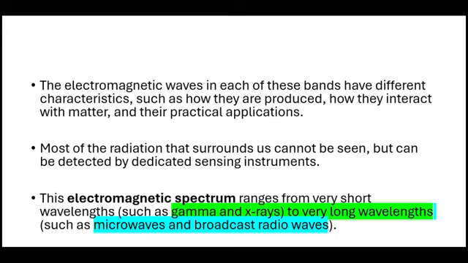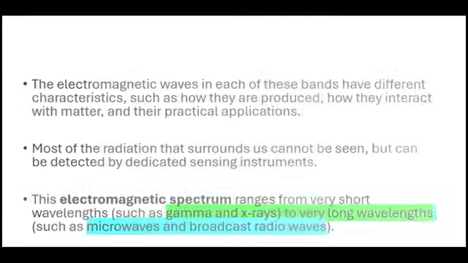Most of the radiation that surrounds us cannot be seen, but can be detected by dedicated sensing instruments. This electromagnetic spectrum ranges from very short wavelengths such as gamma and X-ray to very long wavelengths such as microwave and broadcast radio waves.